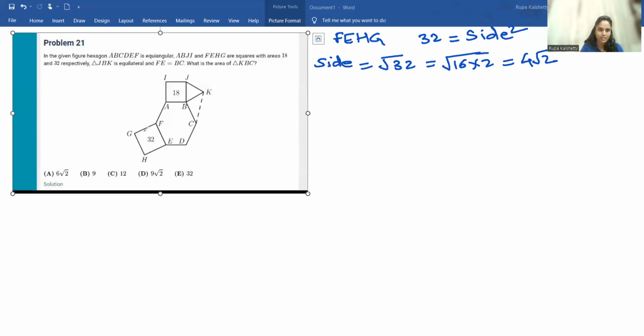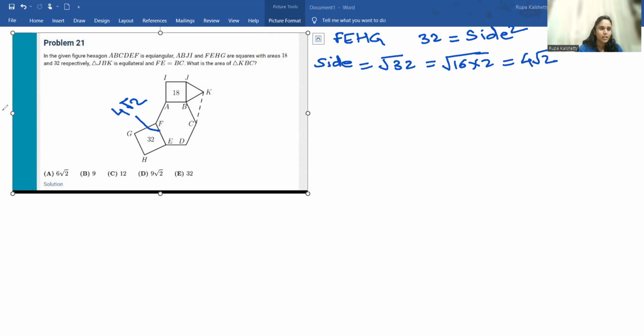So we got to know that the side length of this square is 4 root 2. And you should know that FE is the side of this square. So we can say that FE is 4 root 2. Correct? All right.